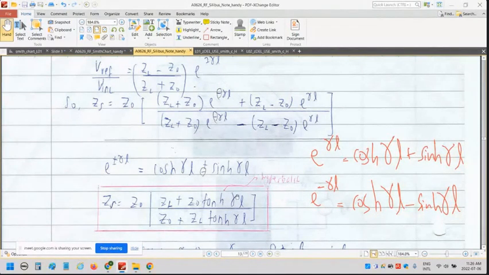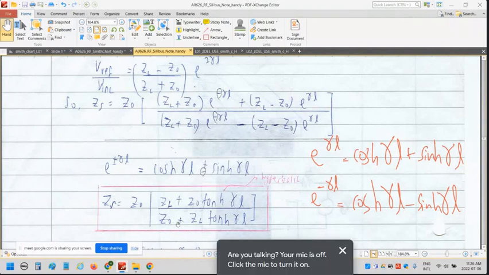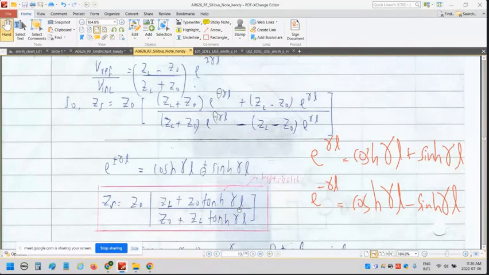Well, no, this one is a gamma: alpha, beta, gamma. So this one is gamma L. Zs equals Z0 times (ZL plus Z0 tangent gamma L) over (Z0 plus ZL tangent gamma L). Because alpha and beta form a pair here in gamma. Already done? Yes.